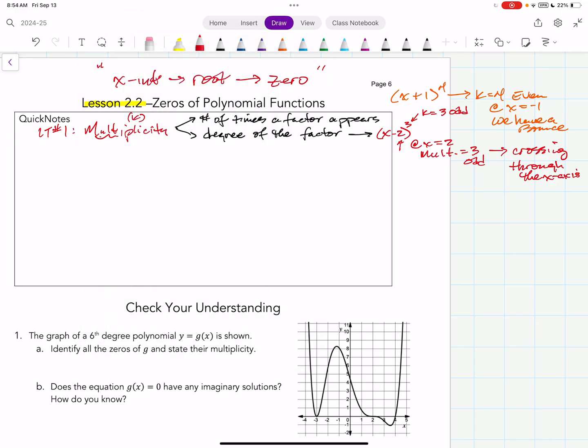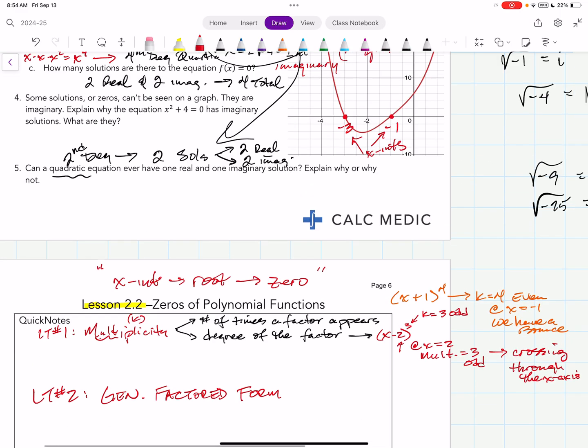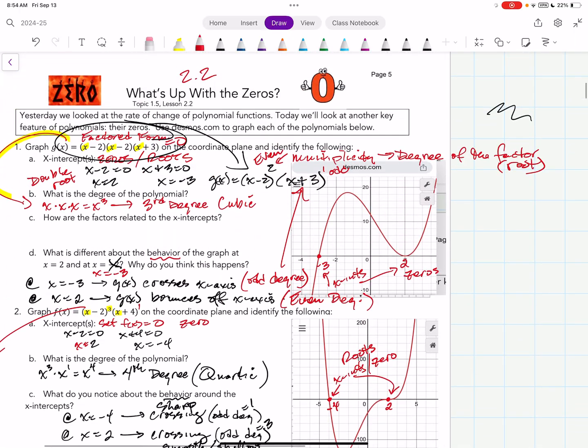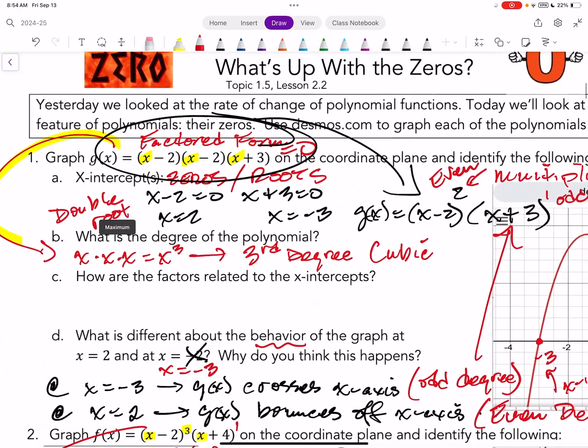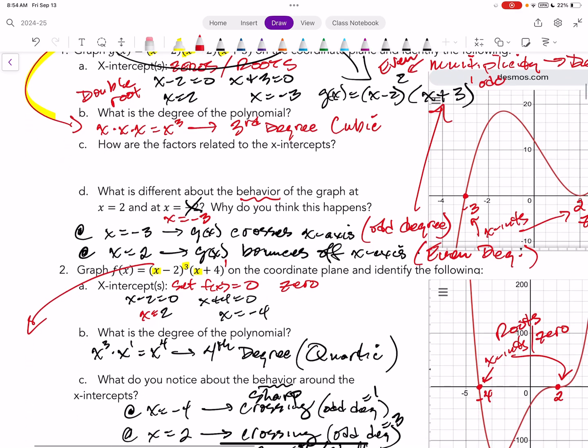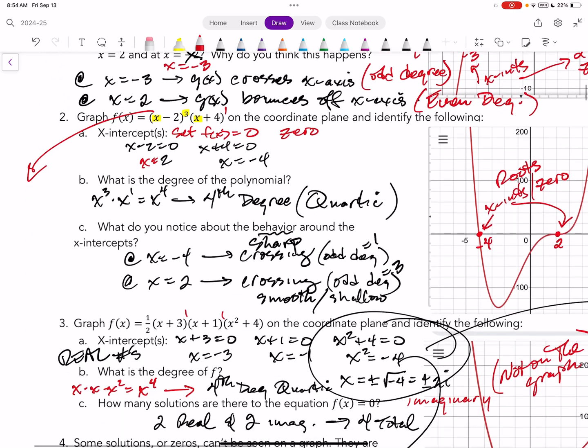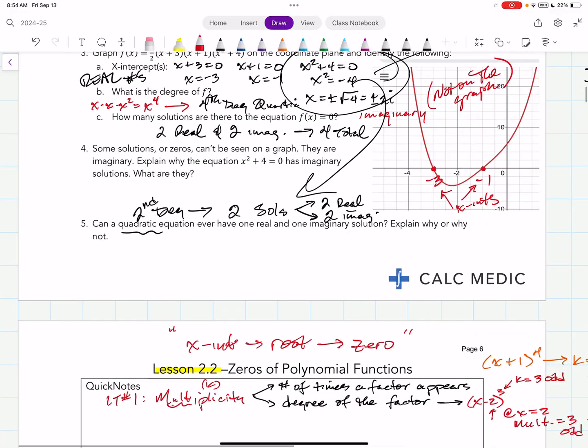All right. So now, next thing we have is general factored form. So next learning target, LT number 2. General factored form. This is a really cool form. Really, really nice to have this form right here. And you saw it in example 1. Right here, g of x, that's factored form. In fact, you saw it in f of x here, example 2. And you saw it in example 3. Actually, you saw it throughout the entire lesson.